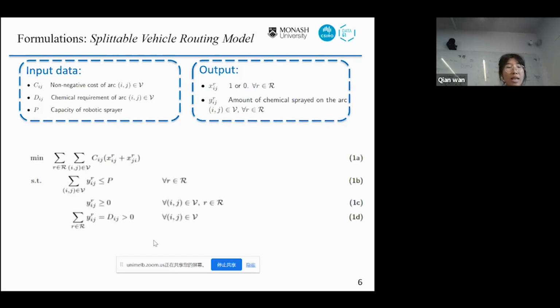And then we have this model. The objective function aims to minimize the total distance traveled. Constraint 1b restricts the total spraying of a robot to not exceed its capacity. And constraint 1c ensures that the amount of spraying on each edge is greater than or equal to 0. Constraint 1d guarantees that the total amount of spraying on each edge equals the corresponding edge demand.